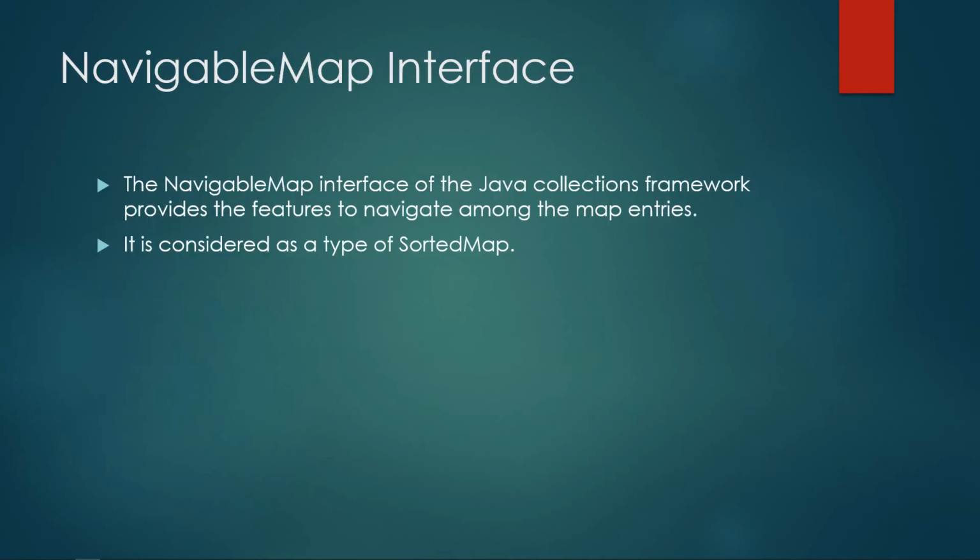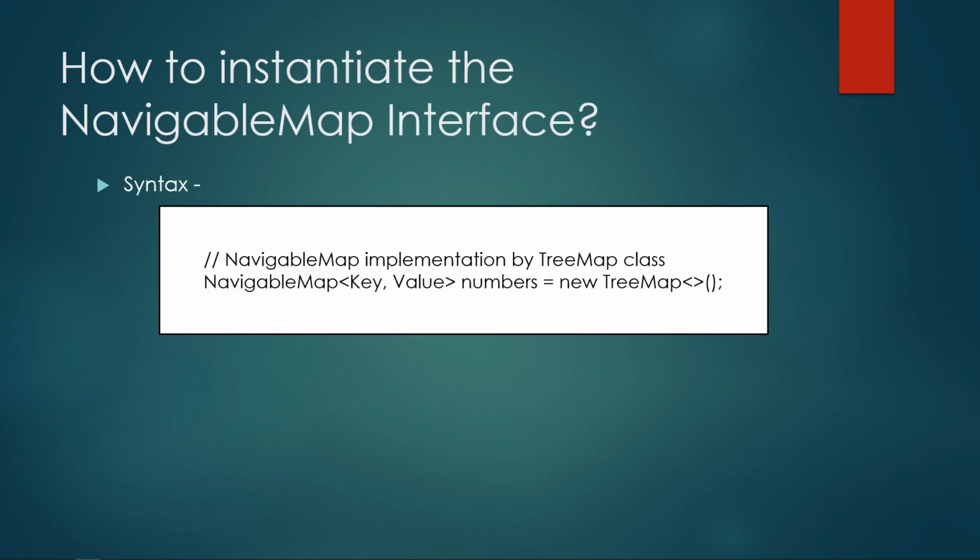The navigable map interface. The navigable map interface of the Java Collections Framework provides features to navigate among the map entries. It is considered as a type of sorted map. So how to create a navigable map interface? Since it's an interface, we have to use a tree map object, and we can create a navigable map variable.